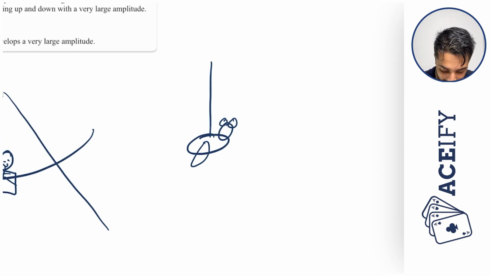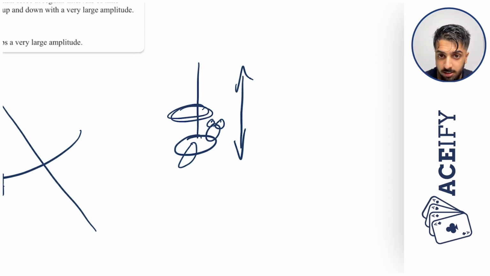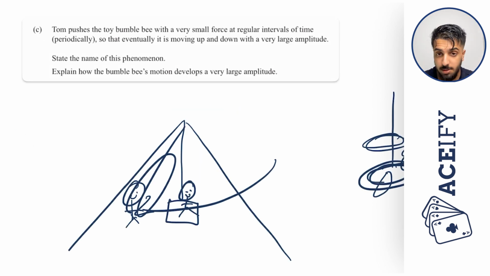Okay, so that's our bumblebee. The bumblebee is going to move up and down. The best time to push it would probably be when the bumblebee is right here. It's already moving down, but not quite at the end position, and we push it just before it reaches this bottom part. So basically what you need to write down is that this is a phenomenon called resonance, where we add energy at the natural frequency of the simple harmonic motion system, therefore increasing the amplitude.